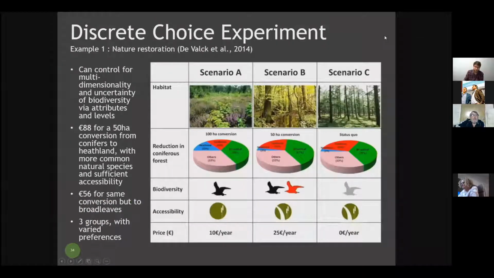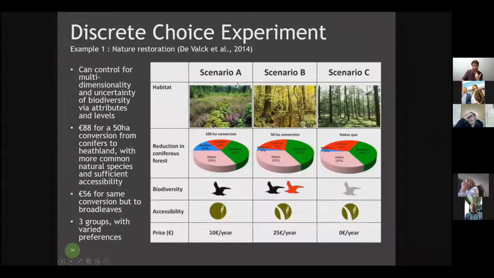So another way is to look at discrete choice experiments. That's the second subfamily of stated preference methods. So here is an example from an experiment that I conducted in Belgium a few years ago. Basically, you present your survey respondents with different scenarios, and each scenario contains a number of attributes that describe the modifications that you want to bring to a certain ecosystem, for example. So here we had modifications of the habitat in certain ratios, like increasing heathland or coniferous or broadleaf woodland, increasing biodiversity, increasing accessibility, this sort of thing. And you always have a certain price attached to each scenario.